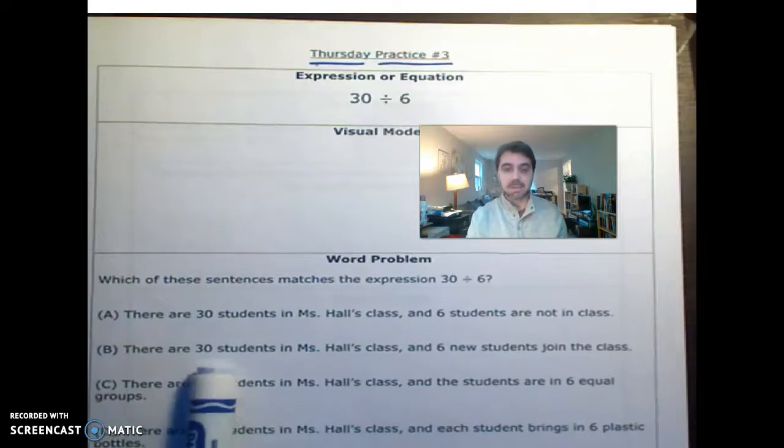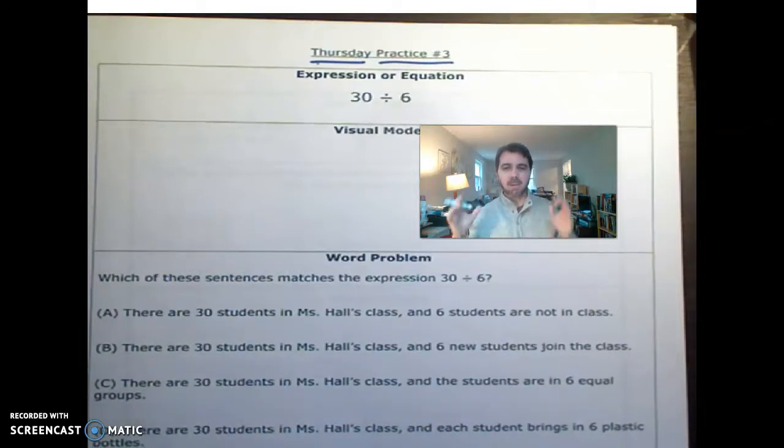So if we take a look at this one, we're thinking about what would make sense in a situation where you have 30 of something divided into either 6 equal groups or groups of 6, right? So there's two ways of thinking about division that way.